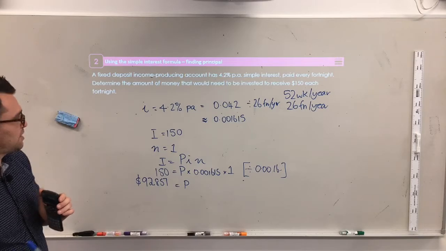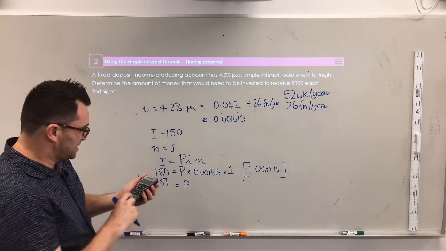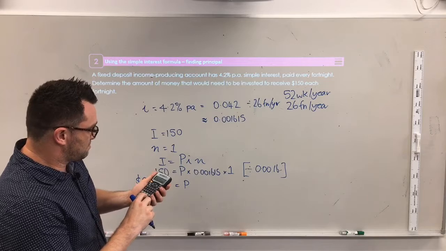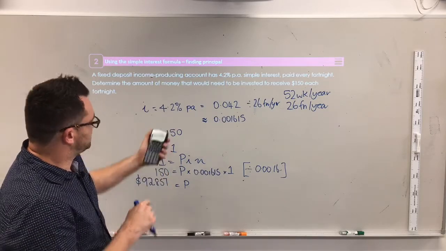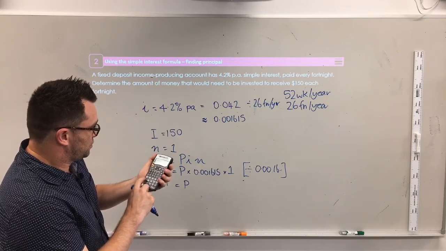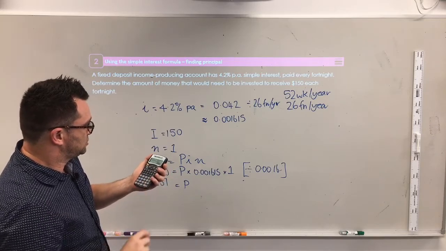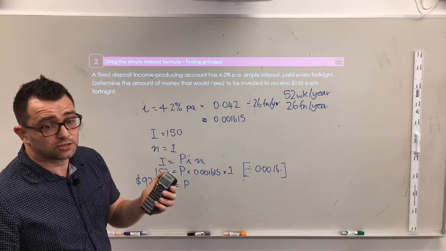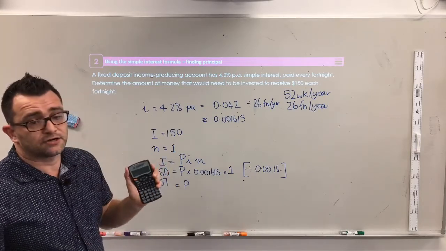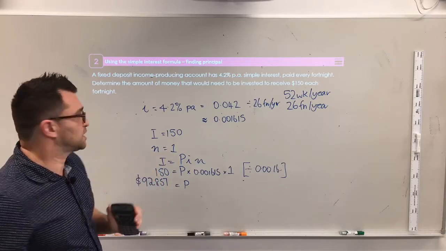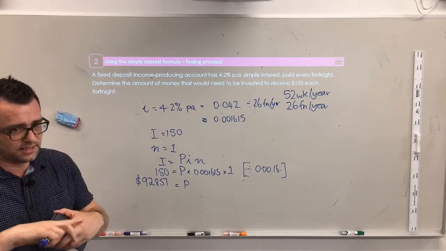Which sounds about right. We can check that. So if we say that initial amount multiplied by our original interest rate, which is 0.042, so it would be $3,900 per year. Divide that by 26, I get to $150 per fortnight. So we have answered correctly.